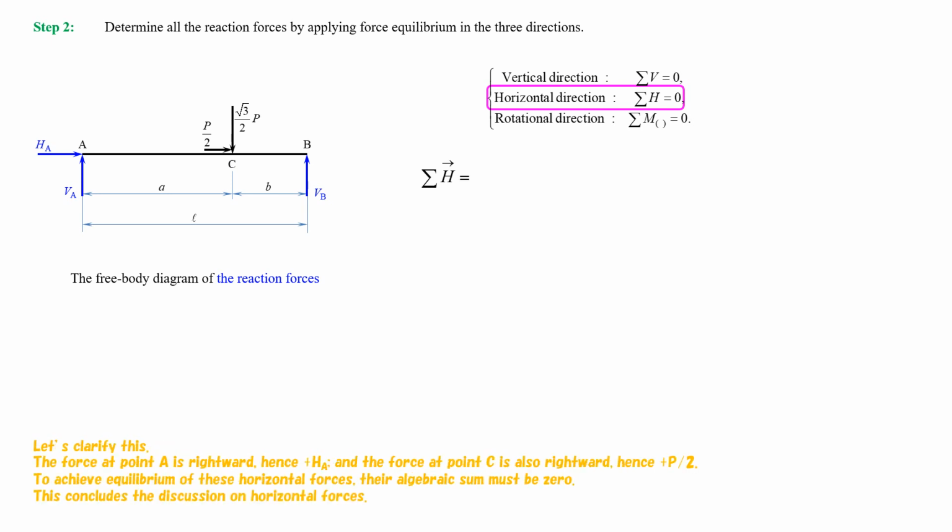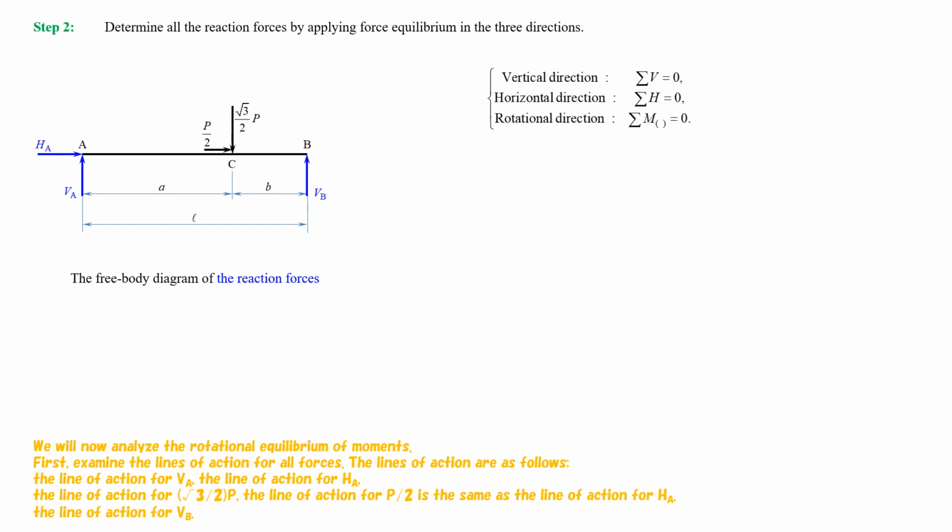Let's clarify this. The force at point A is rightward, hence plus HA. And the force at point C is also rightward, hence plus 1/2 of P. To achieve equilibrium of these horizontal forces, their algebraic sum must be 0. This concludes the discussion on horizontal forces.